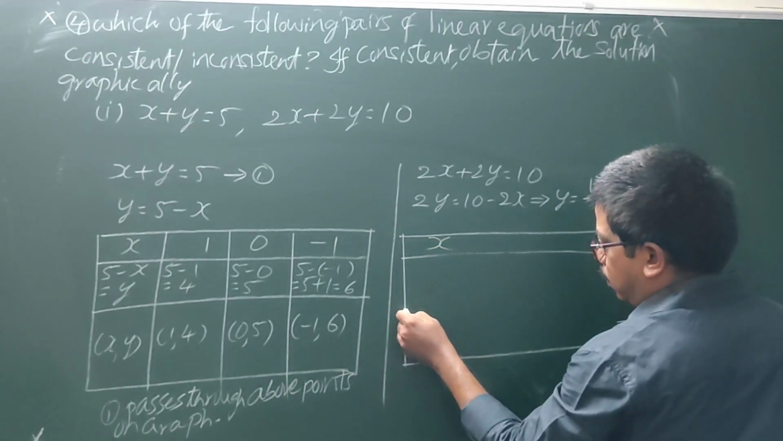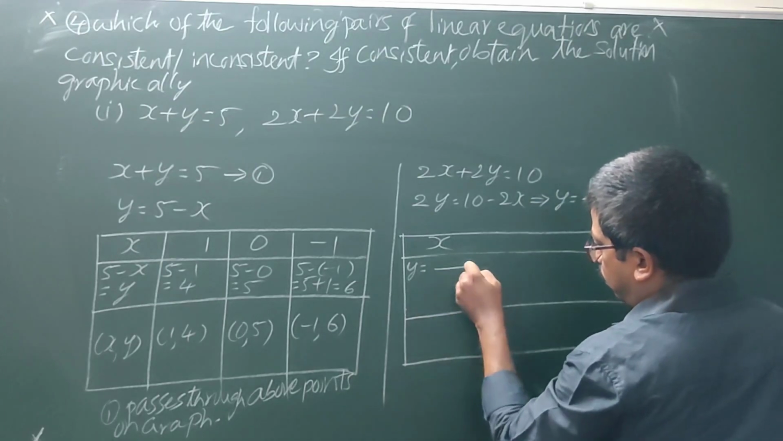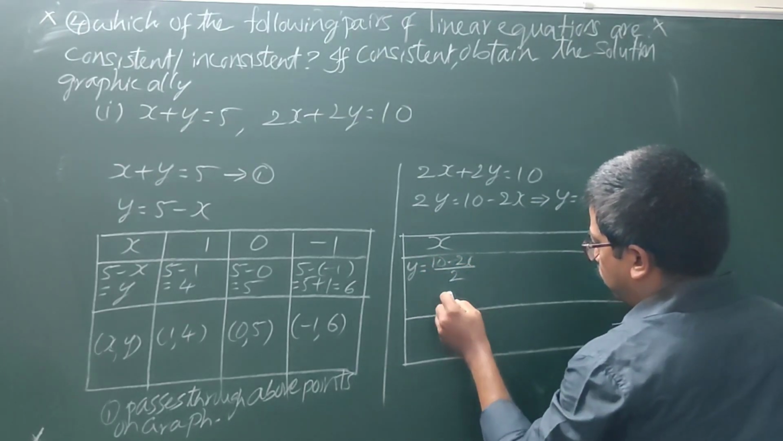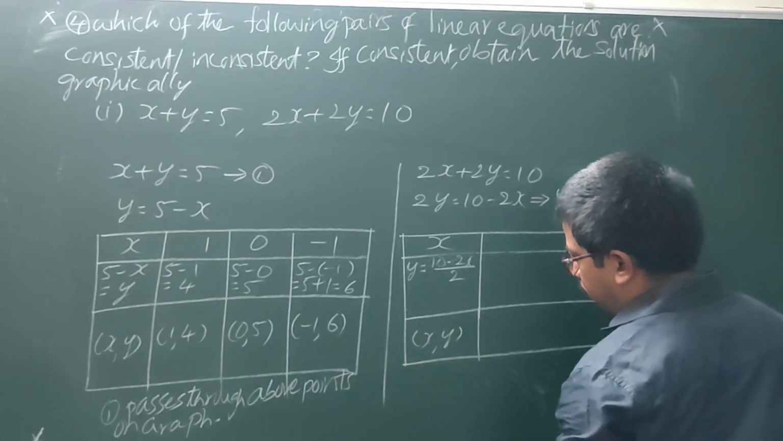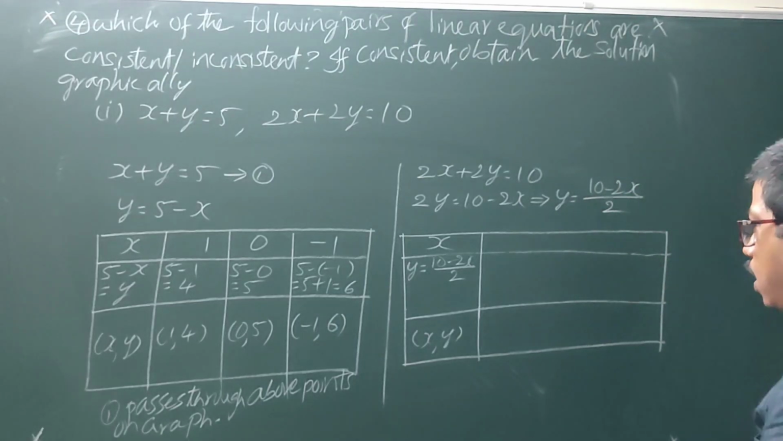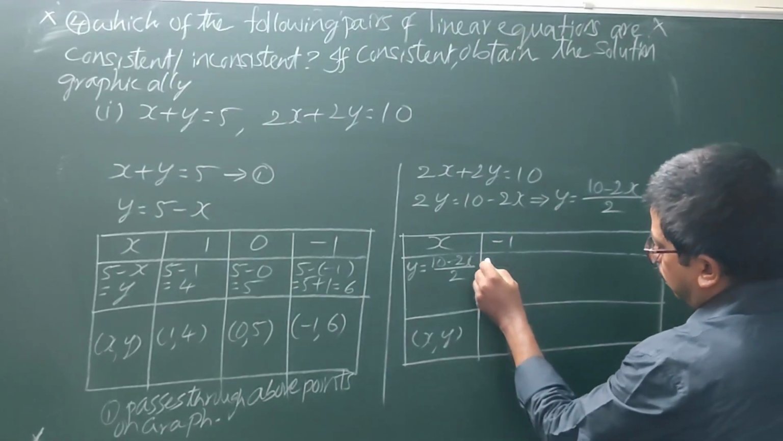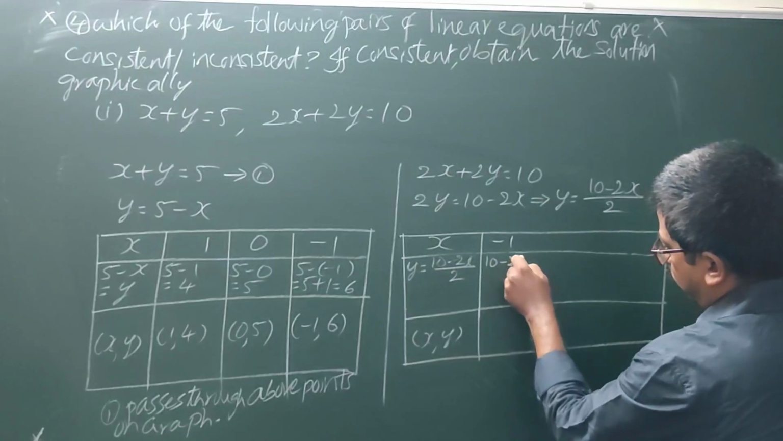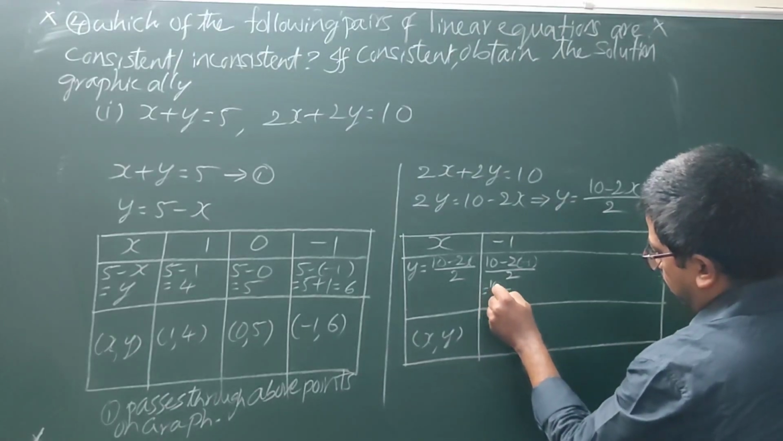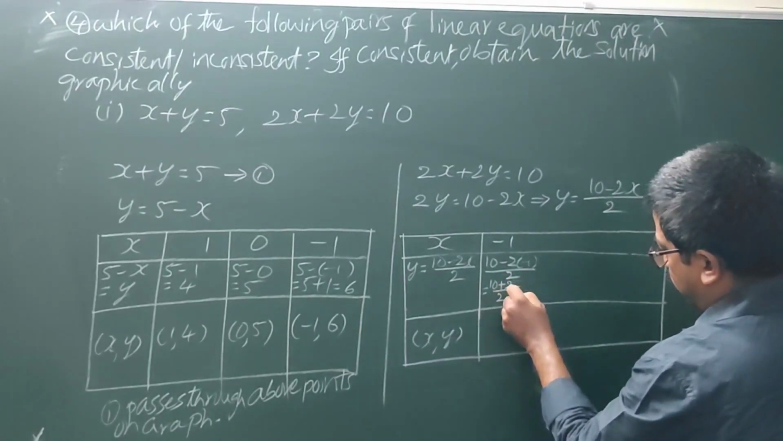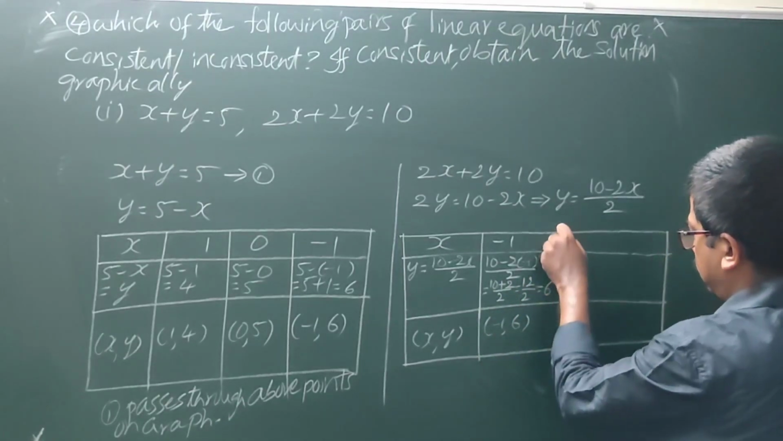x, y equal to (10 minus 2x) by 2, (x, y). I am taking x equal to minus 1: (10 minus 2 of minus 1) by 2 equal to (10 plus 2) by 2 equal to 12 by 2 equal to 6. So minus 1 comma 6.